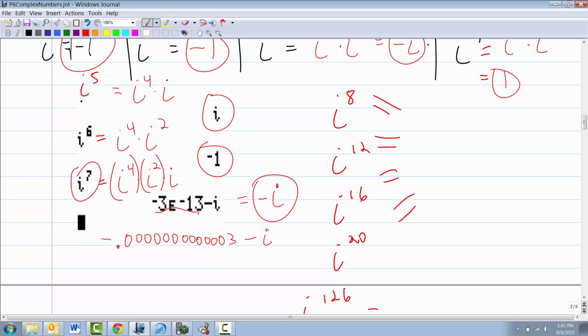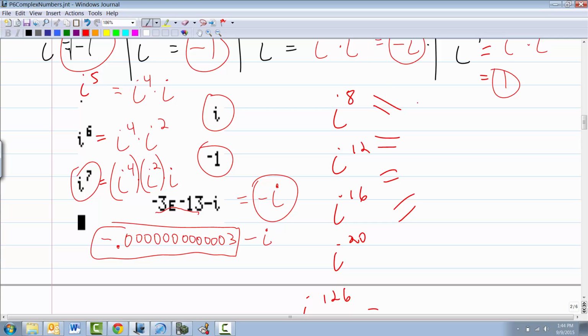That -3e-13 is -0.0000000000003, 12 zeros and then a 3. What is this essentially? 0. That is 0 minus i, which is -i. You need to know that when that pops up, that actually is 0 and it's a calculator issue, not your issue. Okay? So it is -i, it's just hard to read.